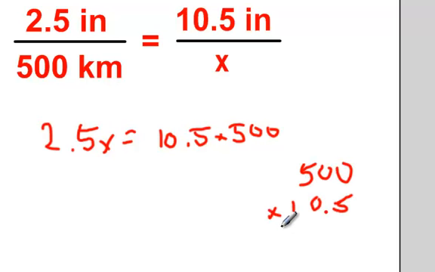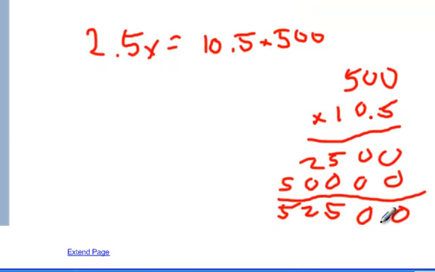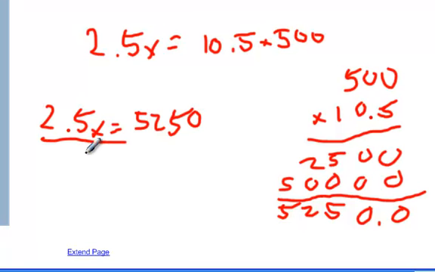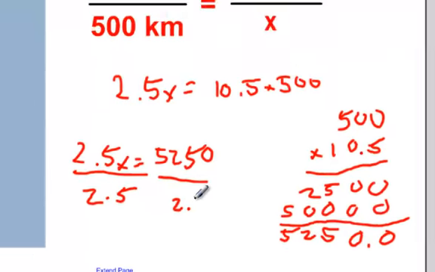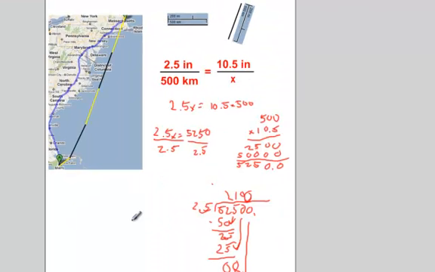500 times 10.5. Decimals since we're multiplying. Yay, we're traveling around the world. 5,250. So we have 2.5x equals 5,250. Divided by 2.5, divided by 2.5. So we end up getting x to equal 2,100 kilometers. My suggestion would be to use a plane to get there.